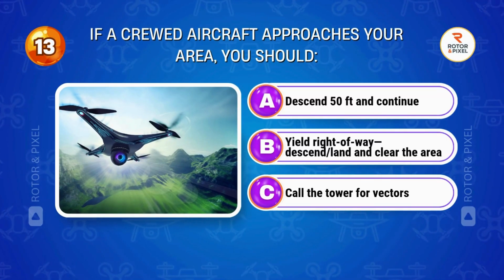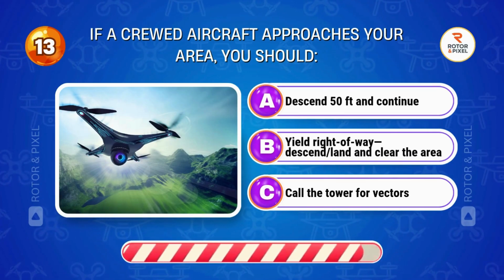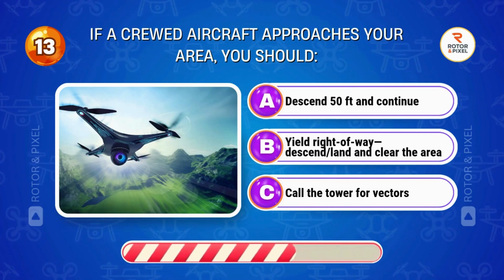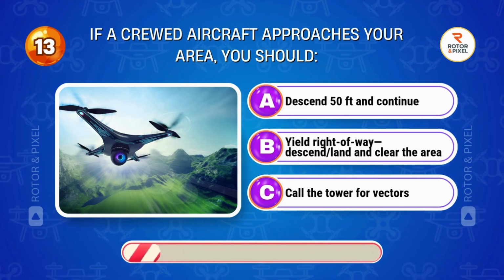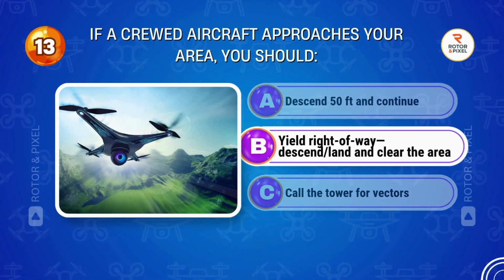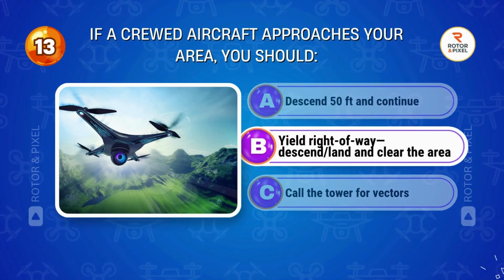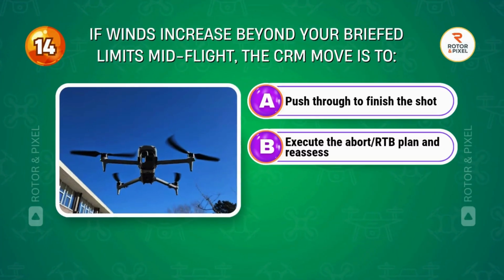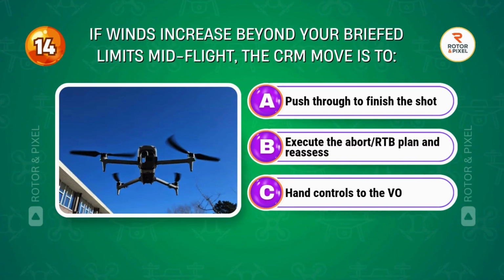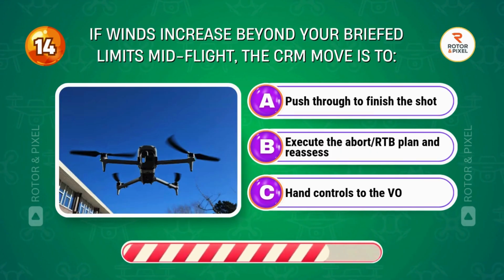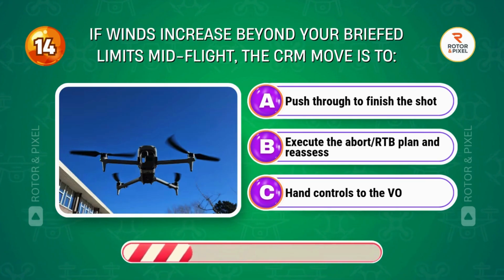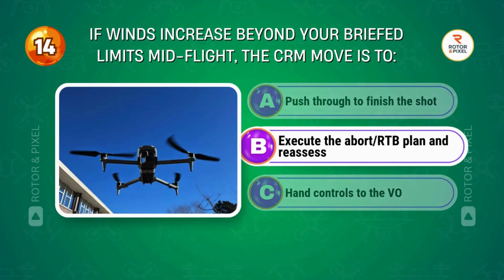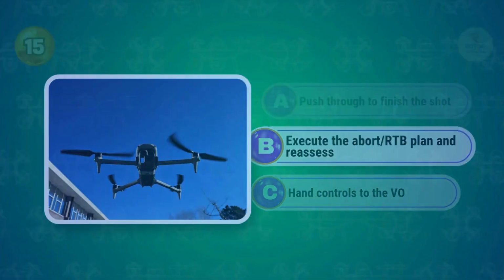If a crewed aircraft approaches your area, you should... Answer B, yield right of way, descend/land, and clear the area. If winds increase beyond your brief limits mid-flight, the CRM move is to... Answer B, execute the abort/RTB plan and reassess.